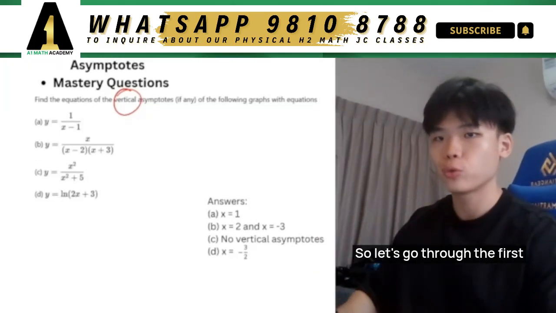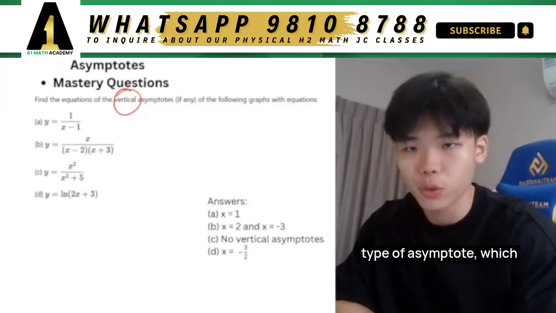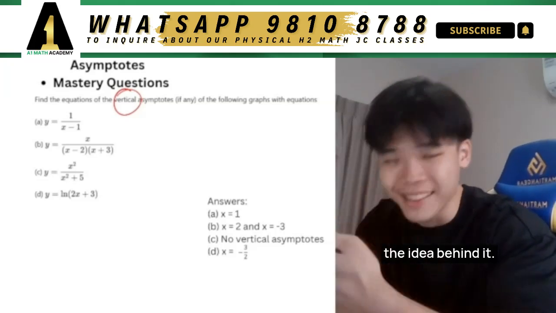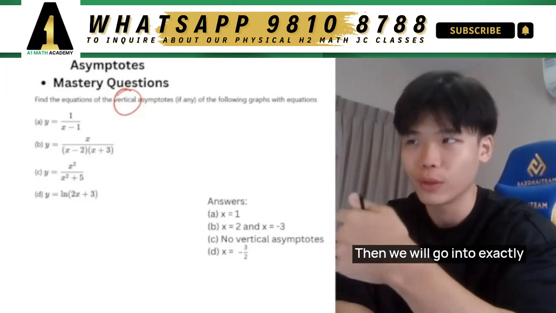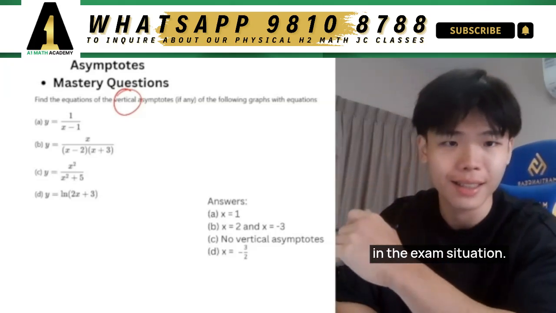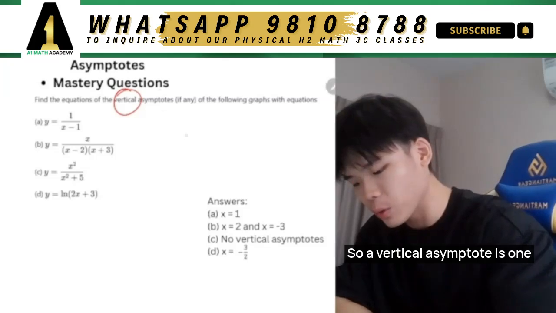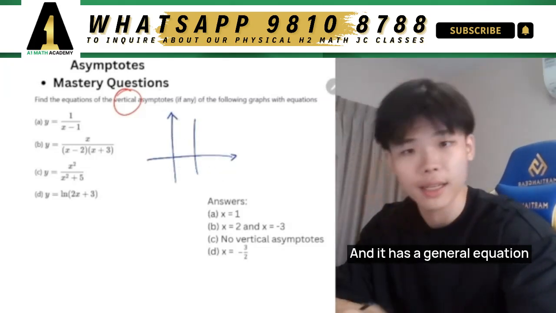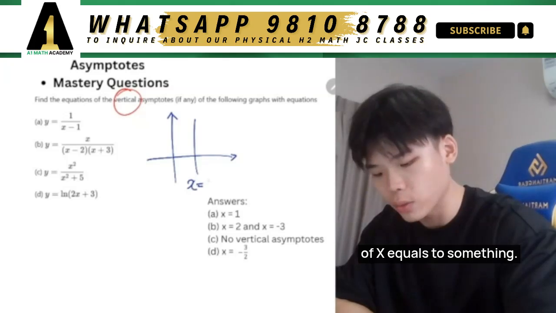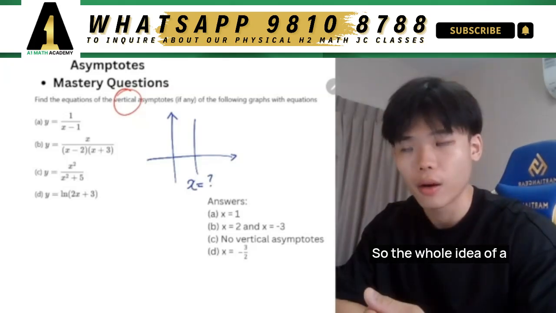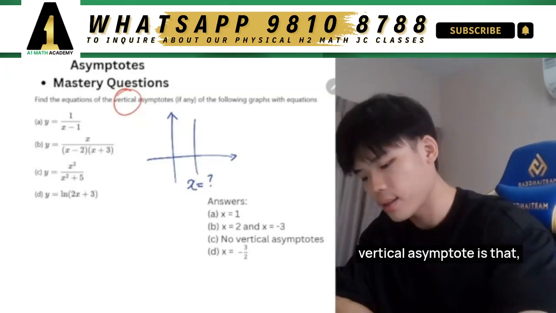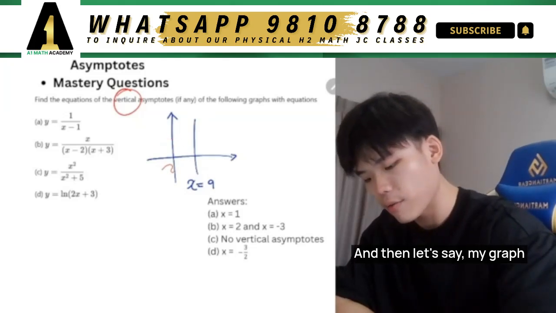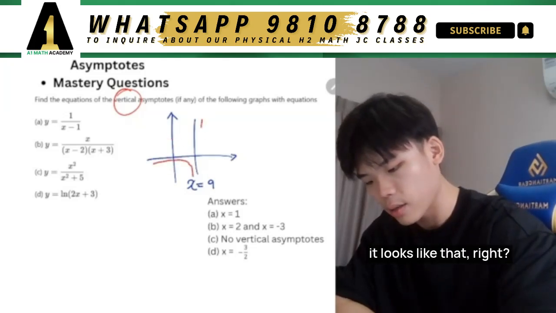Alright, so let's go through the first type of asymptote, which is the vertical asymptote. I'm going to explain the idea behind it, then we will go into exactly how to solve it quickly in the exam situation. A vertical asymptote is one that shoots upwards, and it has a general equation of x equals to something. So the whole idea is that, let's say I call this A, and my graph looks like that, and then it looks like that.